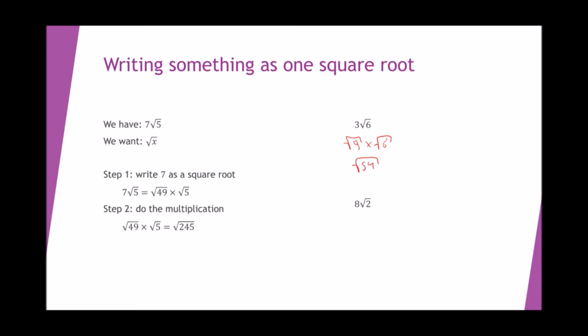The second one, if you want to try it yourself, you can pause the video. Otherwise, I'm going to explain how this one works. So this time we write the 8 as a square root. 8 squared is 64, so 8 is the square root of 64 times square root 2. And then we do 64 times 2, which is 128. So that is how we write something as one square root.